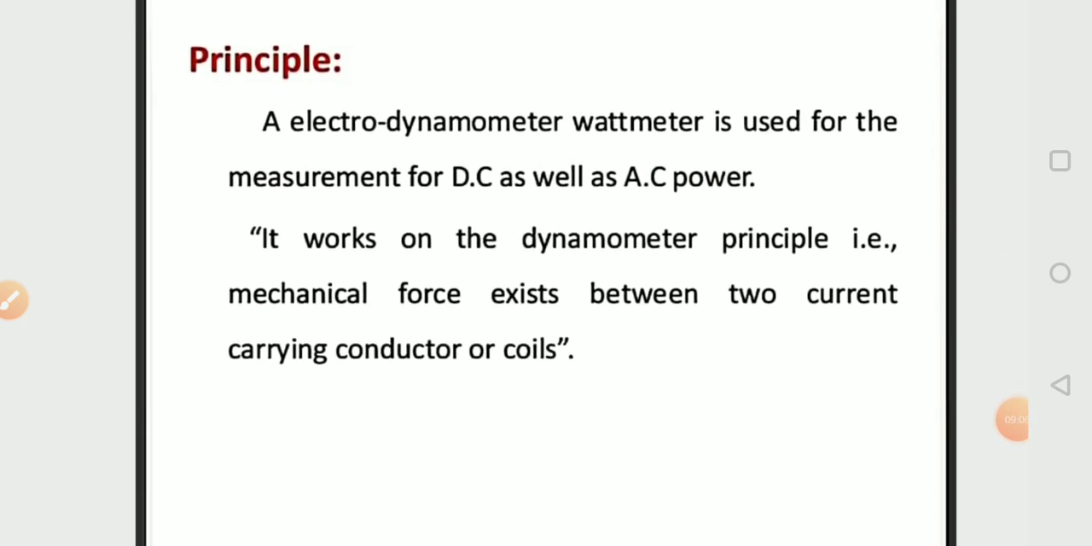The electrodynamometer wattmeter is used for the measurement of both AC and DC power. It works on the dynamometer principle, which means a mechanical force exists between two current-carrying conductors or current coils.